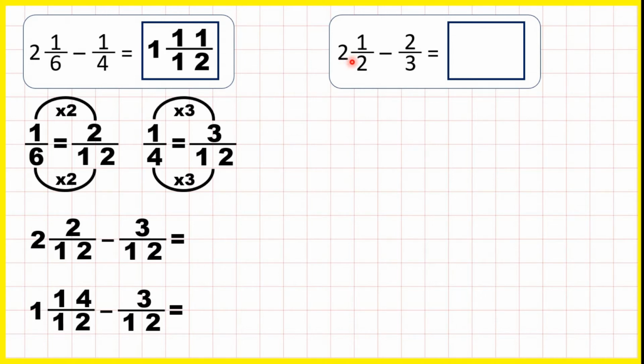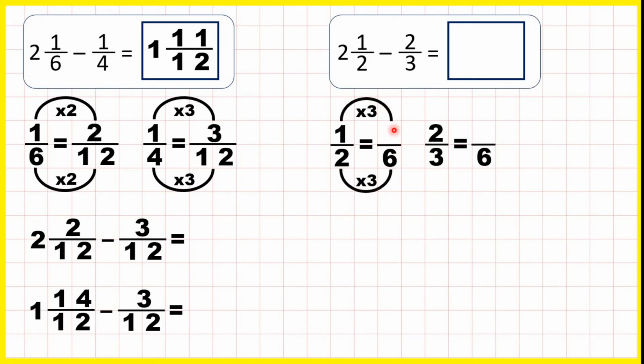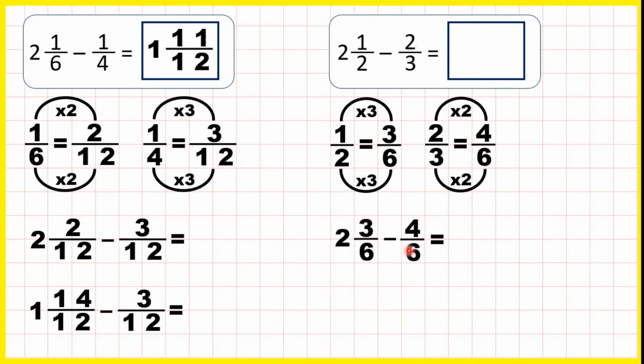Now 2 and 1/2 minus 2/3. So we need our fractions to have common denominators, and 6 is in both the 2 and the 3 times table, so we can use 6 as our common denominator. 2 times 3 is 6, 1 times 3 is 3, 3 times 2 is 6, and 2 times 2 is 4. So we can rewrite our question. Instead of 2 and 1/2, that's 2 and 3/6, and instead of subtracting 2/3, we can subtract 4/6.